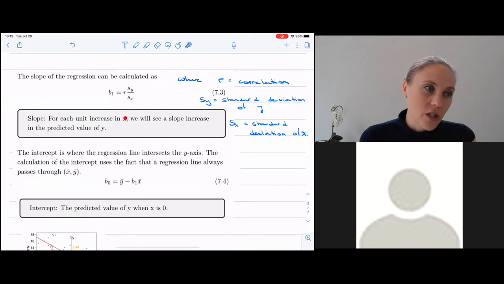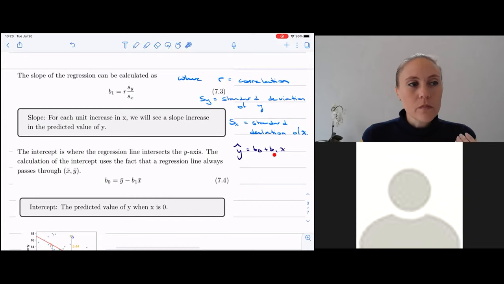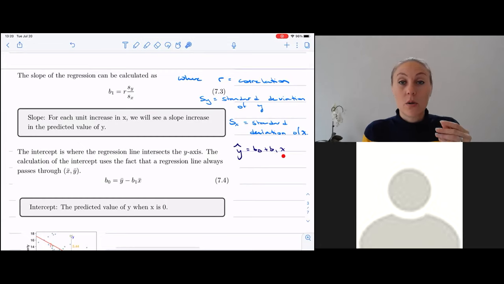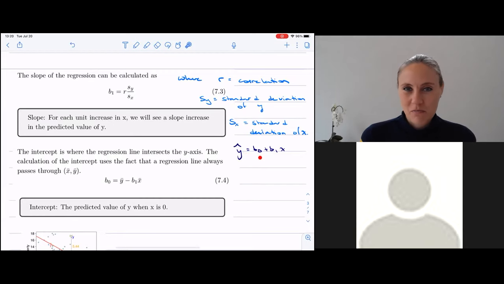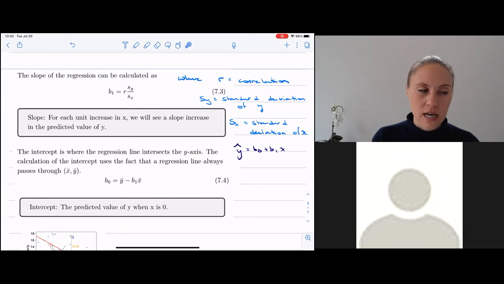Now for that, of course, we need the definition of the slope. So the slope is, by definition, for each unit increase in x, we will see a slope increase in the predicted value of y. So if you think about y hat equals b0 plus b1x, if we increase x by one unit, going from 3 to 4, for example, then we're going to see a slope increase because the slope is multiplying that x. We're going to see a slope increase in the predicted value of y. So you can get the definition from just the line. And of course, the intercept is just held steady. It doesn't change with an increase in x.